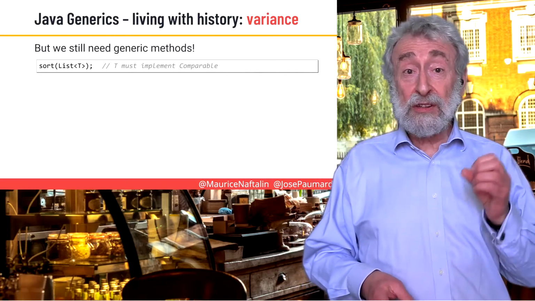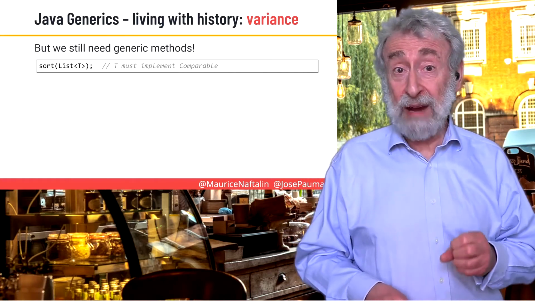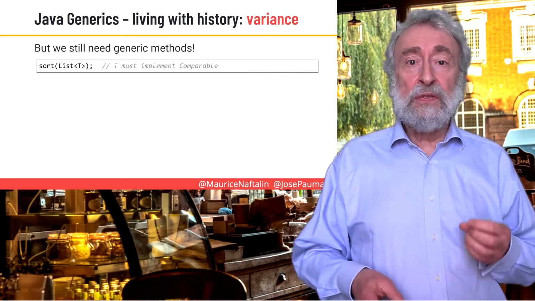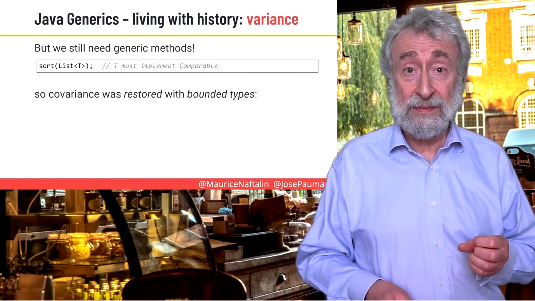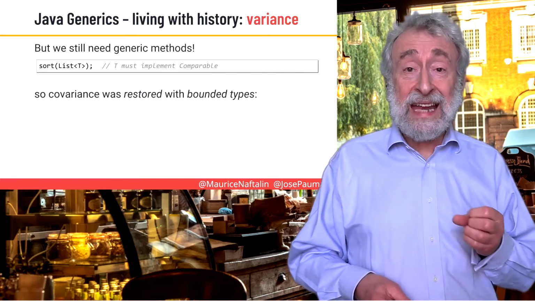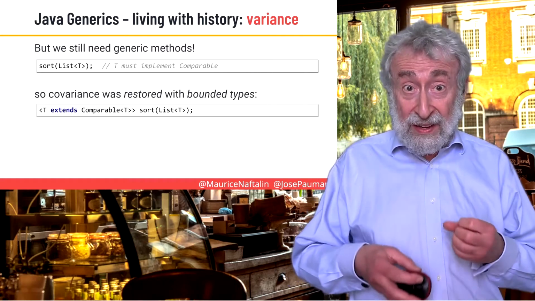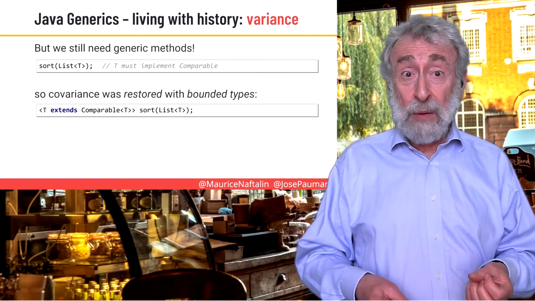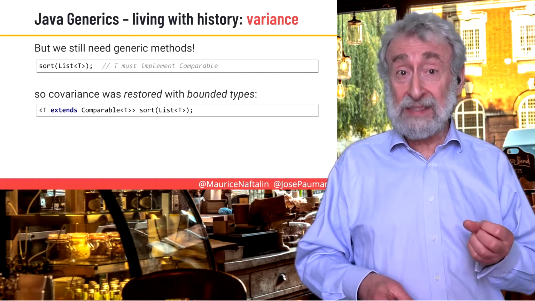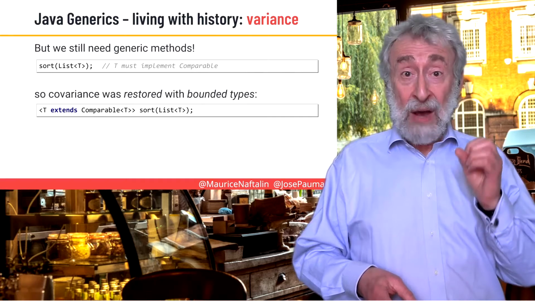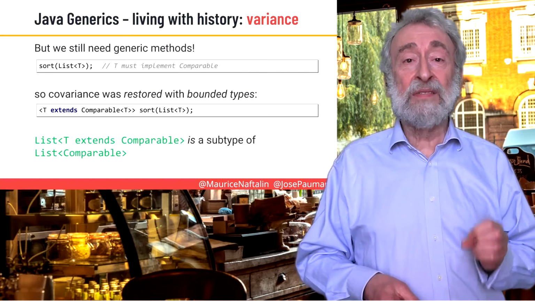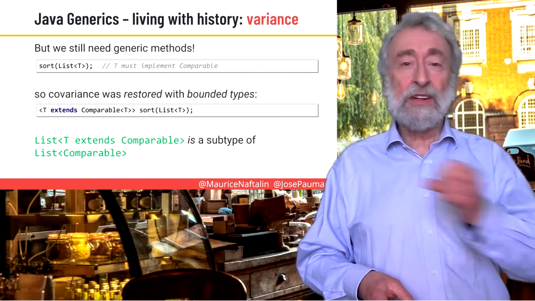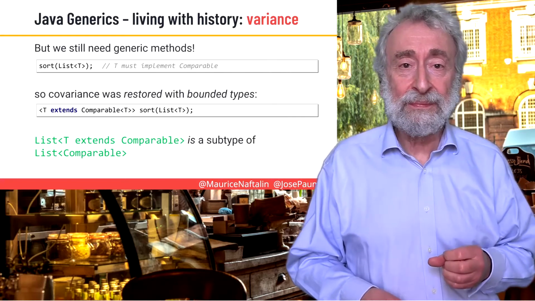What we want is to be able to sort things that are subtypes of comparable that implement it. So for situations like this, generic Java provided bounded types. Here, the extends keyword is used to specify an unknown type about which all we know is that it is a subtype of comparable. Now, a list of T extends comparable is indeed a subtype of list of comparable. So we've got covariance back again.